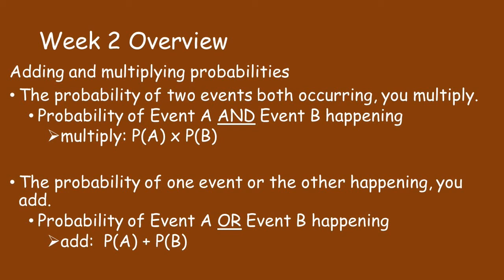But just briefly, when you're looking to answer the probability of 2 events both occurring, you multiply. But when you're looking to answer the probability of 1 event or the other happening, you add. So the probability of event A and event B happening means that you multiply the 2 probabilities together. The probability of event A or event B happening means that you add the probability of A to the probability of B. Be sure to read about those rules of probability in our text in section 4.3.